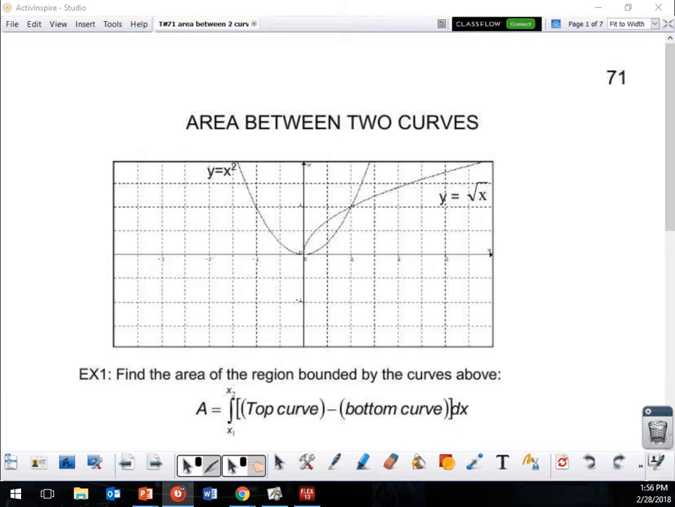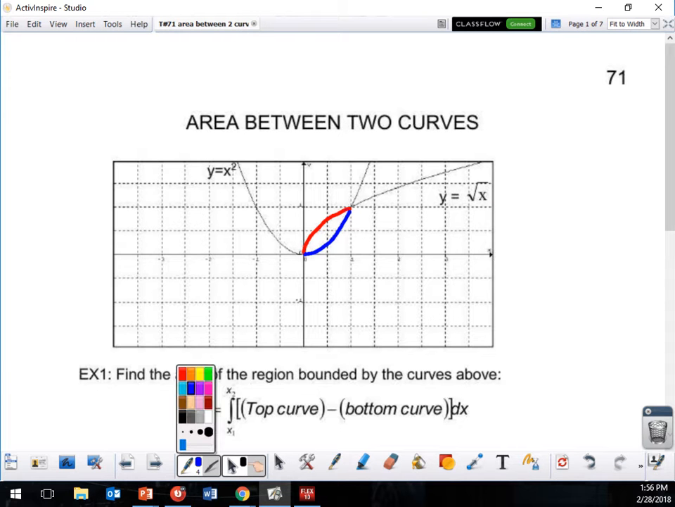Now this is going to make our bounds. So whenever I do the area, I want the area of the top minus the bottom.